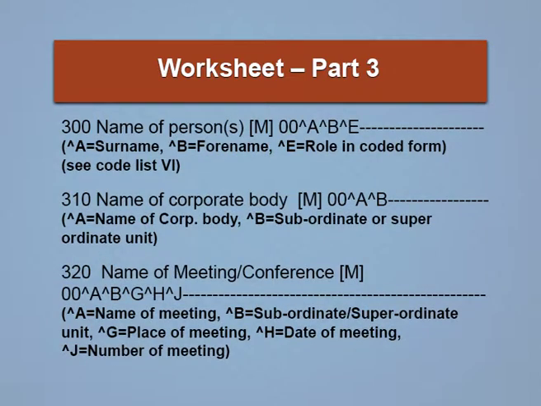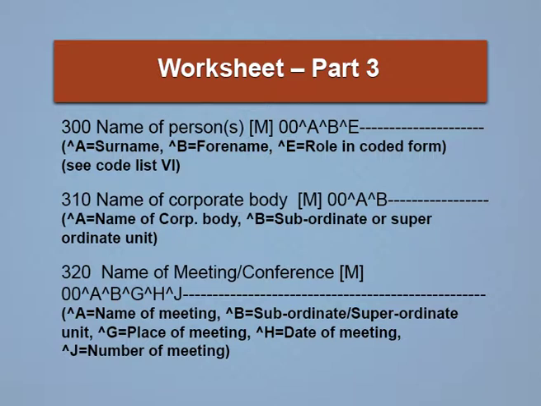So, depending on the policy, you need to take the decision. Now, if we come to the next level of the worksheet, that is the name of the persons. These are basically the primary access points. 300 is the name of the person. Subfields A, B and E are there. A is for surname, B for forename, and E is the role in coded form. CCF gives you different coded roles, say what is the code for author, what should be the code for editor. You need to use that during data entry. And here all kinds of names will go: author, compiler, editor, illustrator, photographer. All will go here and their role needs to be indicated by subfield E.